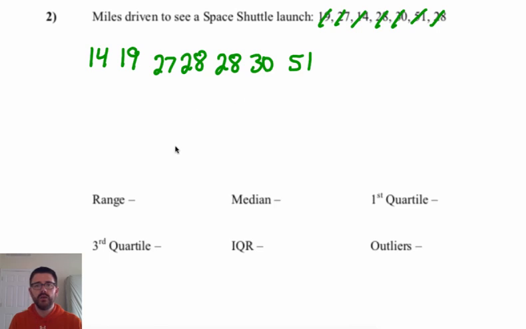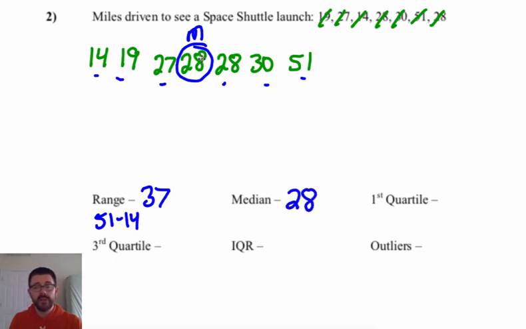All right, so first I find my range, my high minus my low. 51 minus 14 is 37. Then I find my median. I sort to the middle. One from either end, evenly doing it until I get to my middle. That's my median.